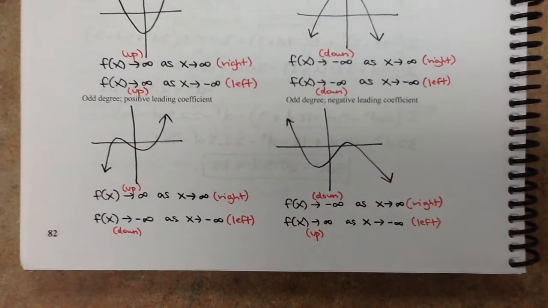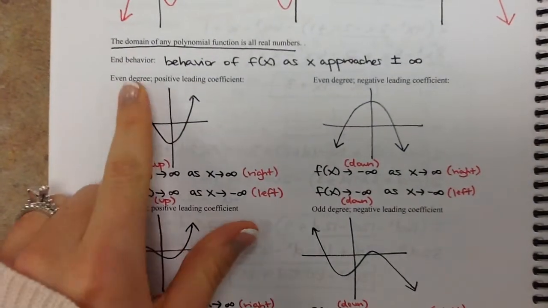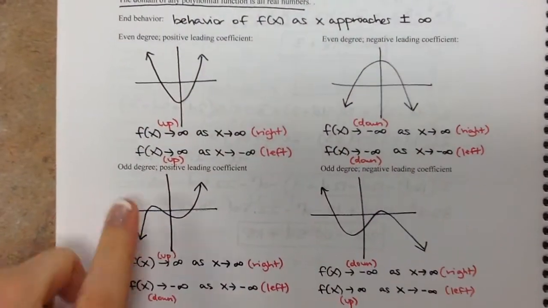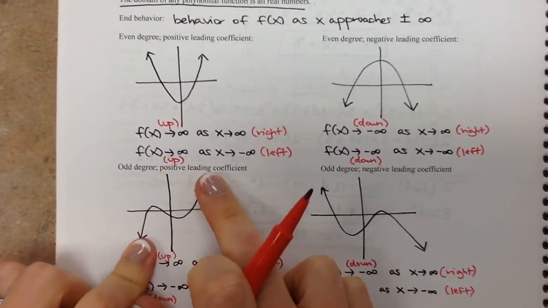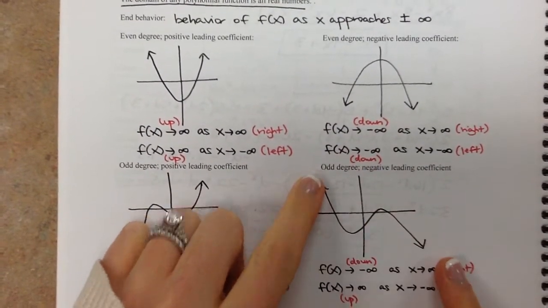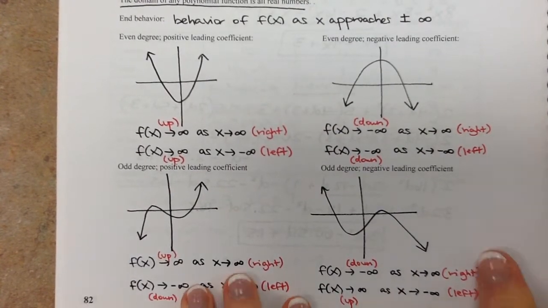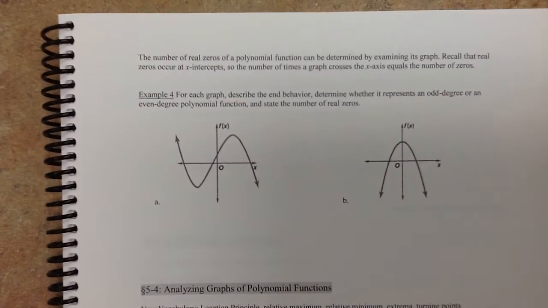Okay, so those are the four different patterns you can see, okay? Even positive, up and up. Even negative, down and down. Odd positive, down and up. Odd negative, up and down. Okay, so those are the patterns. You guys are going to have those memorized eventually. Okay, let's look at these.